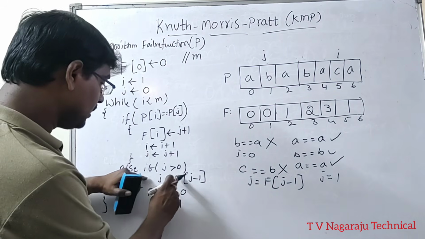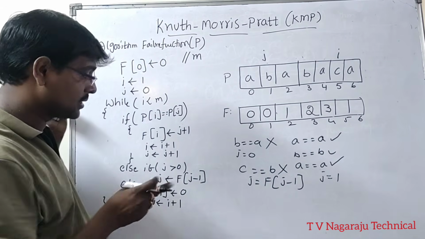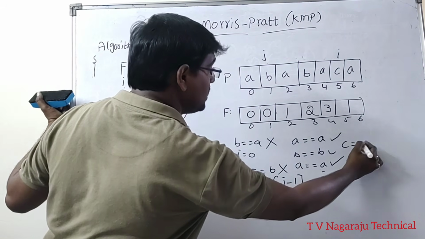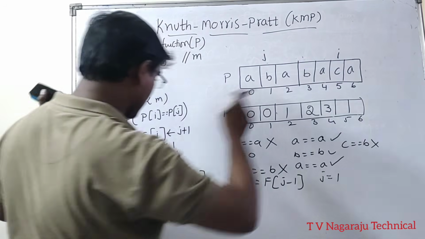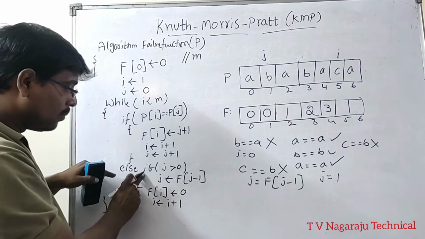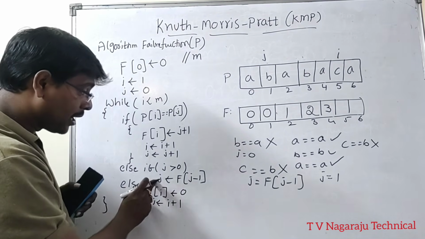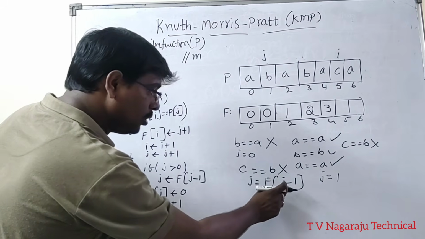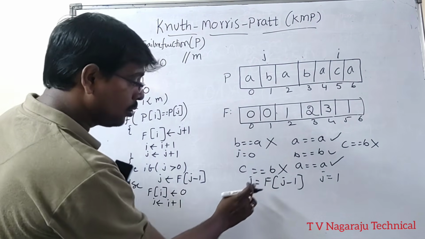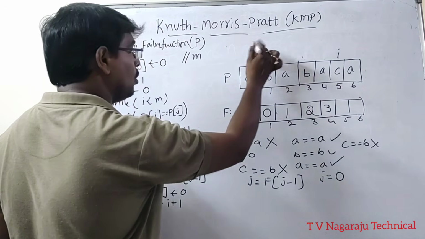Now after that, again do the comparison. Here I am not updating any i value. Update only j. Now same, C is equal to B. Mismatch occurred. Move here. j is greater than 0? Yes. Now again j is equal to f of j minus 1: 1 minus 1, 0, f of 0. Now j value becomes 0.